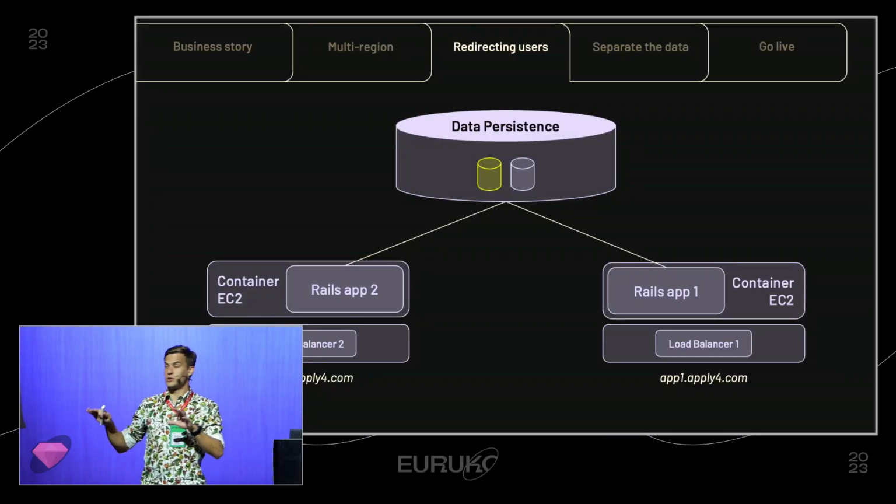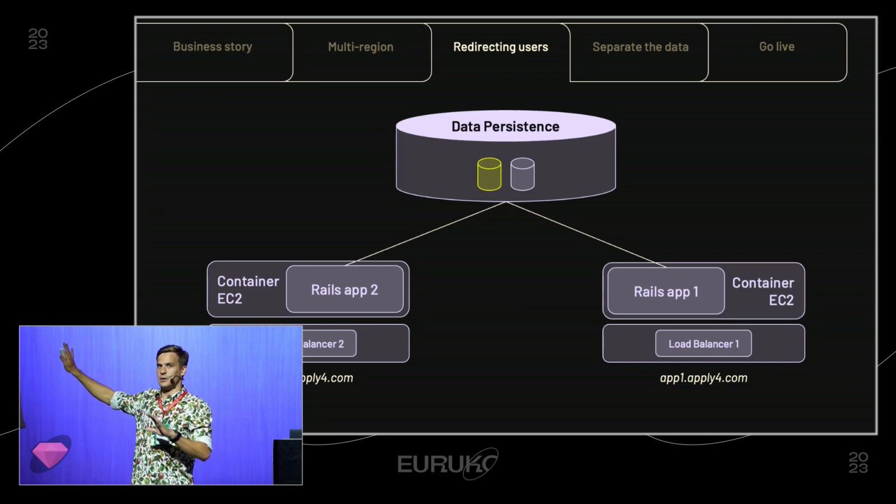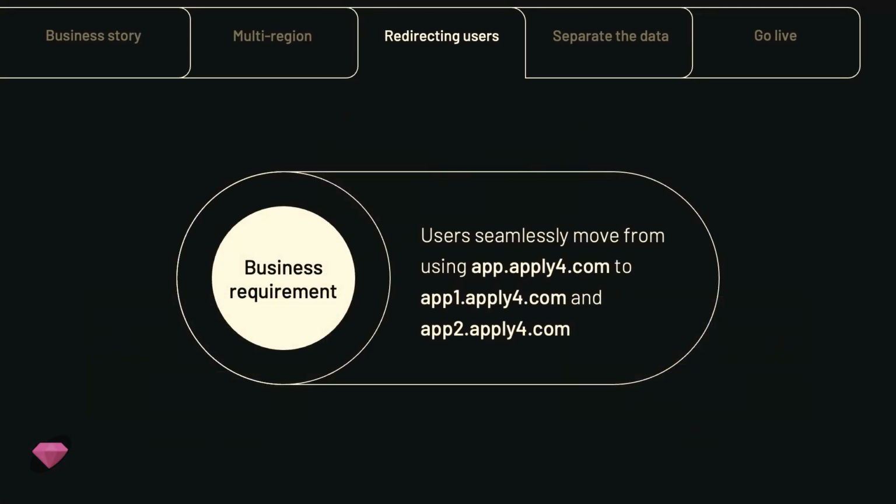In terms of the infrastructure, as you can see, we don't touch the data persistence layers. It stays as it was, but we create two new applications there. The business requirement for this stage is to seamlessly direct users from using just one URL to using two separate URLs. We don't want users to spot any difference. So it's about redirecting users to their correct region. And you can ask here, why app 1 and app 2? You might choose something more specific for the country where you place users, but in our case, it makes sense to keep it a bit more vague.